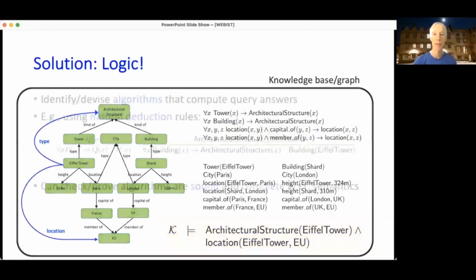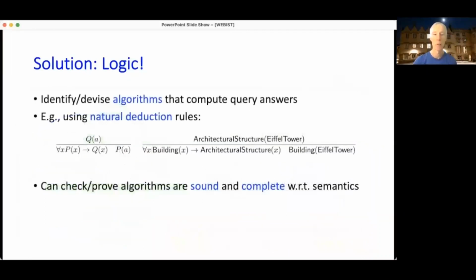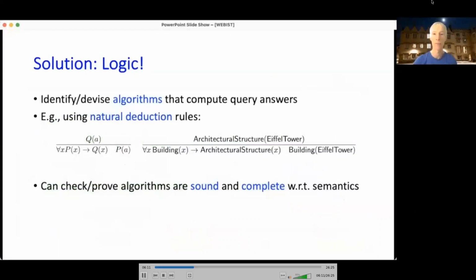Finally, logic-based semantics gives us access to a wide range of existing algorithms that we can use to compute logical entailments and hence answer queries over the graph. For example, we could use natural deduction rules to deduce that the Eiffel Tower is an architectural structure.